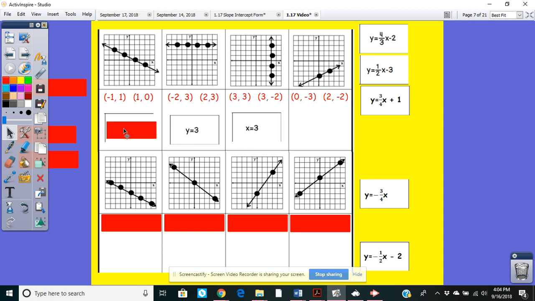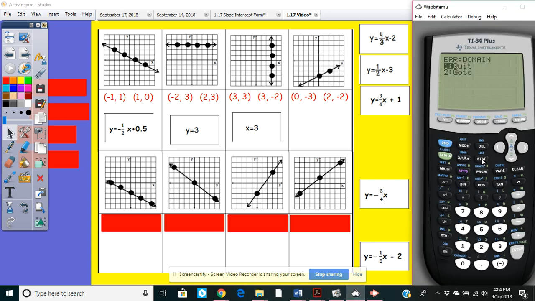All right, our next ordered pair is (0, -3). So clear that out. Again, if you want to clear really quick, second plus 7, 1, 2 clears your calculator real quick for you. Now in our list, we've got x's of 0 and 2, and then we've got y's of -3 and -2.